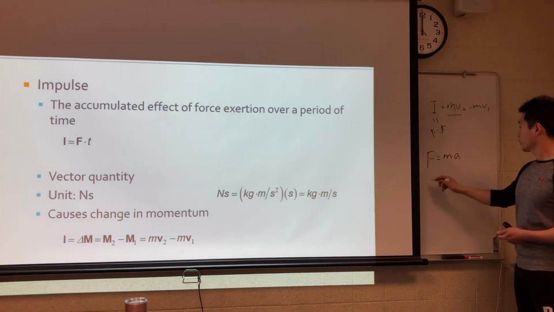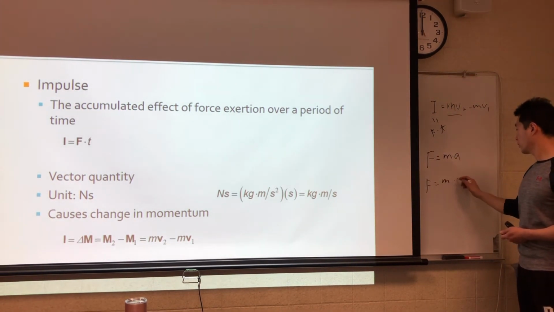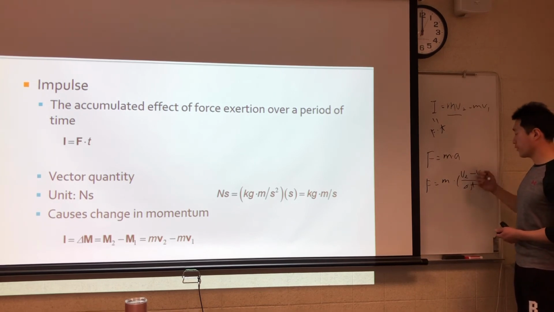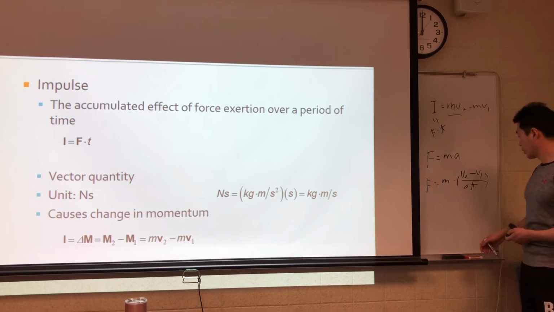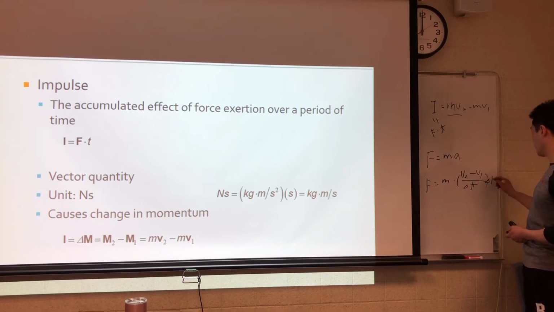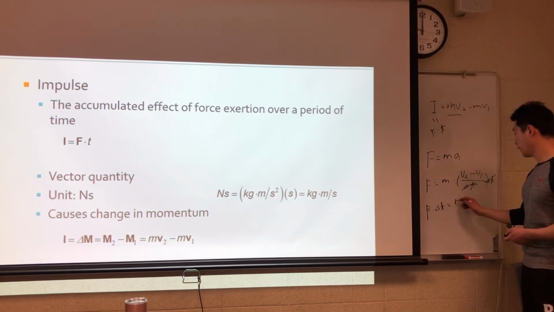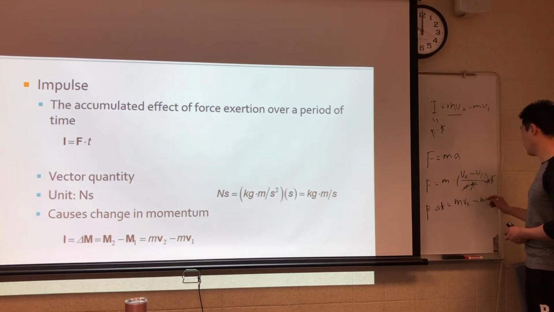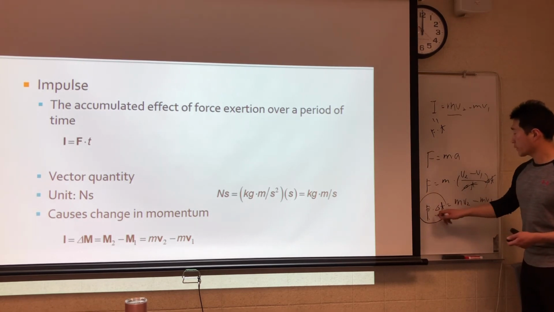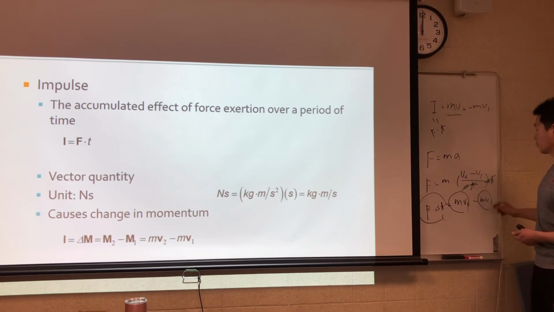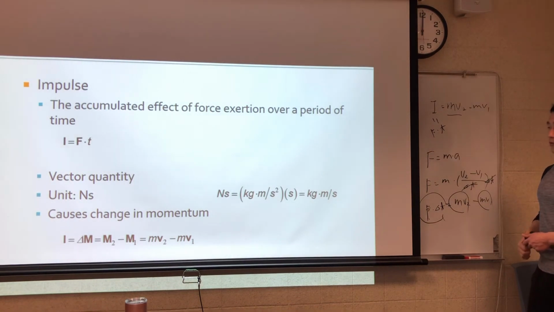So acceleration is actually equal to the change in velocity over time elapsed, right? So final velocity minus initial velocity over time elapsed. So you can multiply each side by delta t. Then you can get F delta t is equal to mv2 minus mv1. Force times time, impulse, is equal to final momentum minus initial momentum. That's why we can come up with this relationship.